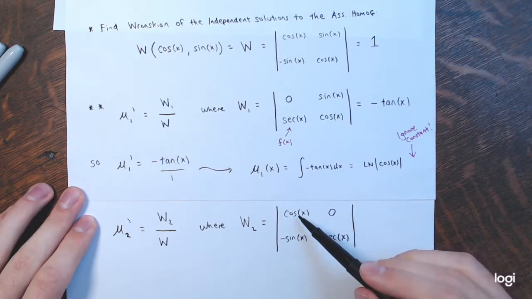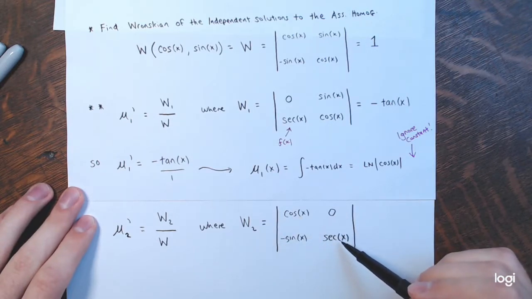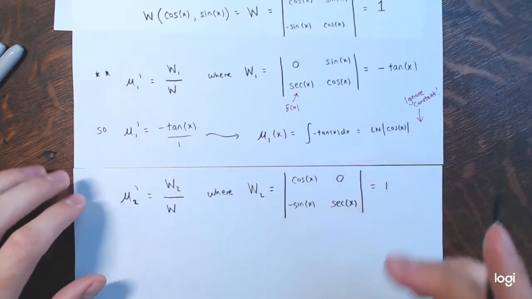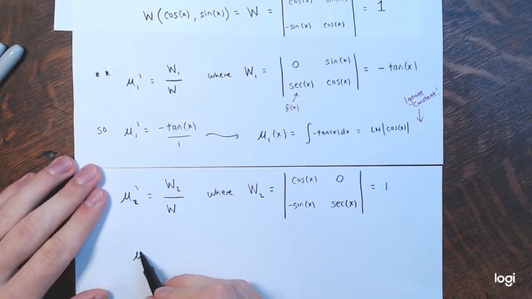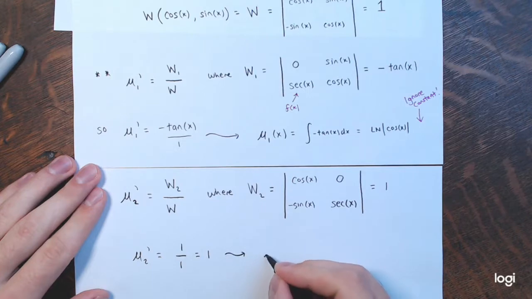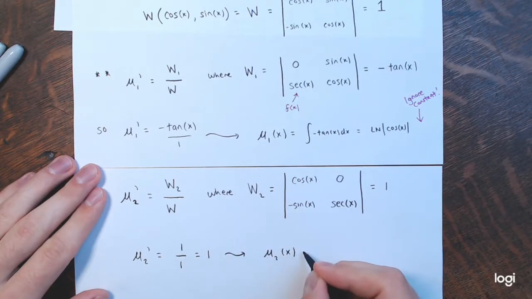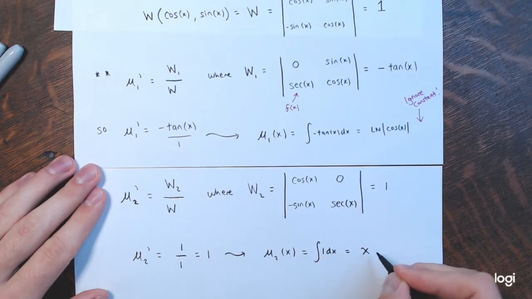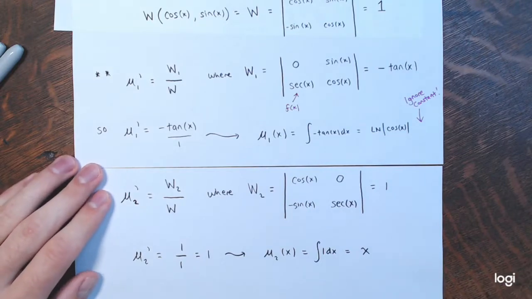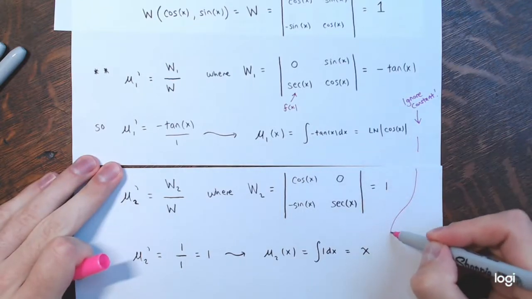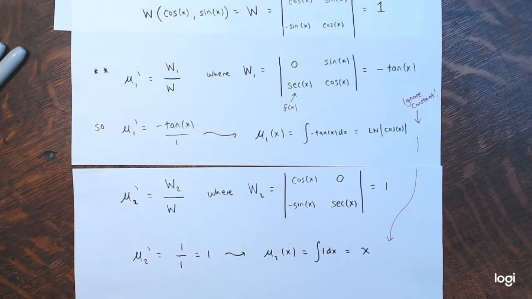And this determinant is cosine times secant. That's just 1 minus 0. So this is also just 1. So then plugging those in, we got u2 prime is 1 divided by 1, or just 1. And then integrating, we get u2 of x equals the integral of 1 with respect to x, which is just x. And again, ignoring the constant, ignoring the whole plus c or plus c1 plus c2.